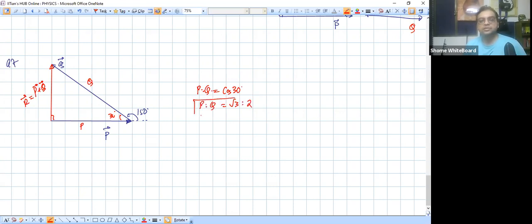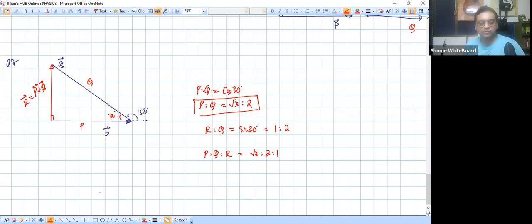And therefore also the resultant has to be such that it is sine 30. So that is 1 is to 2. So P is to Q is to R, you can see, will be root 3 is to 2 is to 1 like this. So whatever ratio you want to find out, you can find out this way.